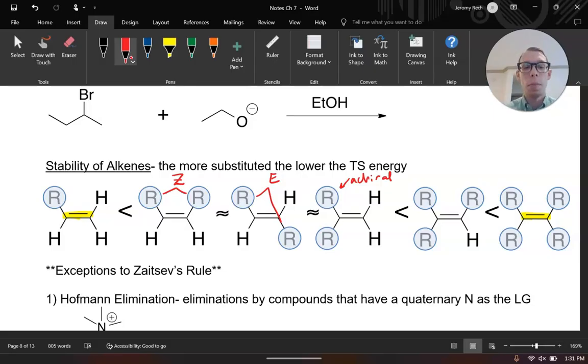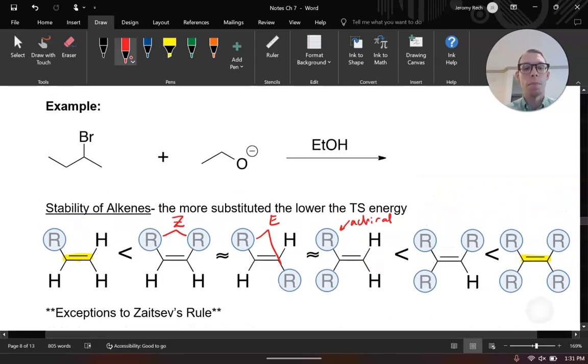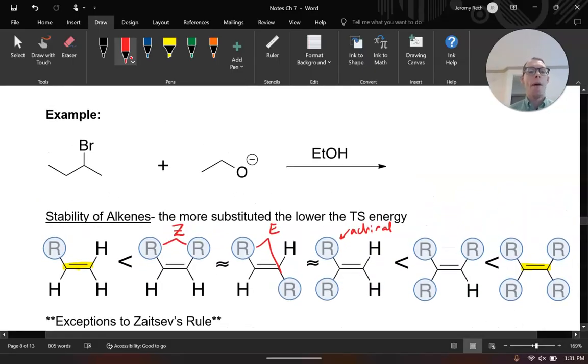Now, we can do a little bit of prediction here with Zaitsev's rule. So I have an example above. We have a 1, 2, 3, 4 carbon system with a bromine, and we are going to react this with a base. This is an ethoxide base in the presence of ethanol, which is going to be our solvent. When we think about an elimination reaction, one of the very first things we're going to think about is what our leaving group is. And here I see that I have a bromine. That's going to be my leaving group.